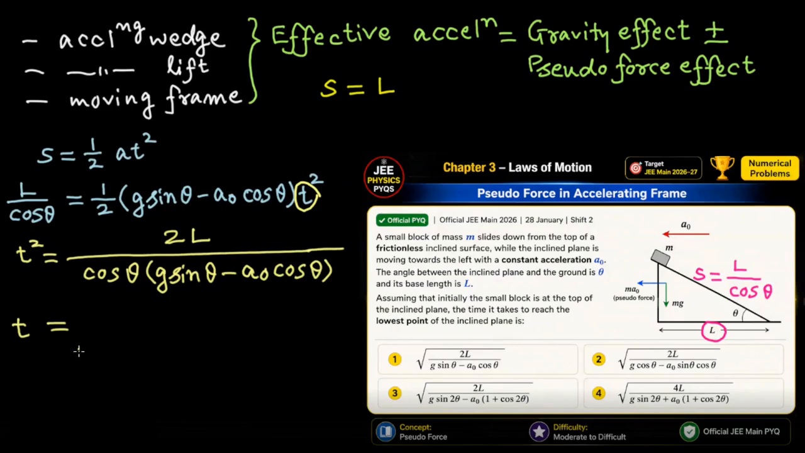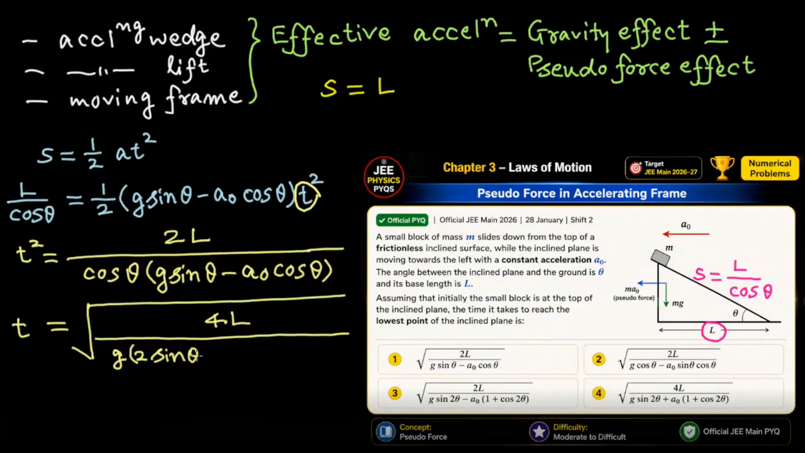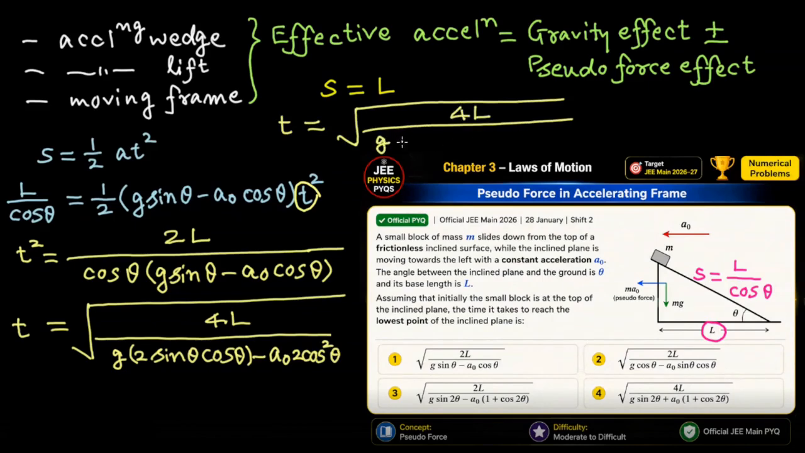This will be t equals square root of 4L upon g into (2 sin theta cos theta minus a0 into 2 cos square theta). That gives time t equals square root of 4L upon g. 2 sin theta cos theta is sin 2 theta, minus a0 into 2 cos square theta, which is 1 plus cos 2 theta according to trigonometric identities. Hence, the correct answer should be option 3, but there is a typo error. This should be 4L instead of 2L.